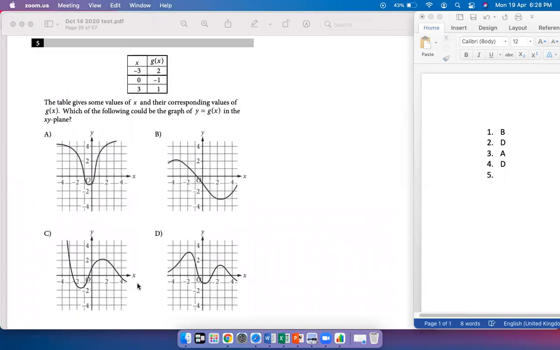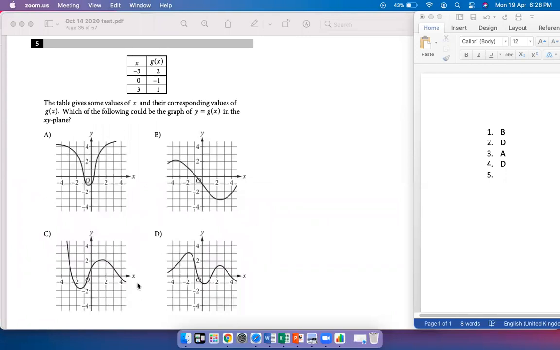Question 5. The table gives some values of x and their corresponding values of g of x. Which of the following could be the graph of y equals g of x in the xy plane? Okay, so let's start. At x equal to minus 3, the value of g of x is 2. So at minus 3, 2, this is not possible. At minus 3, 2, yeah, this is possible. At minus 3, 2, this is possible. And at minus 3, 2, this is also possible. Okay, so we eliminated one option with the first pair.